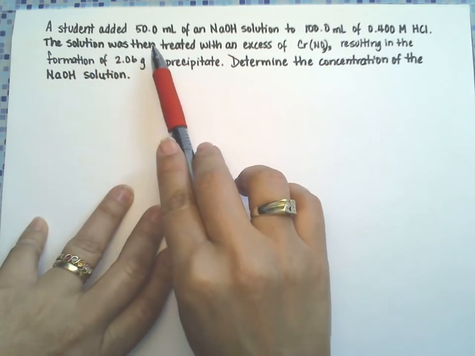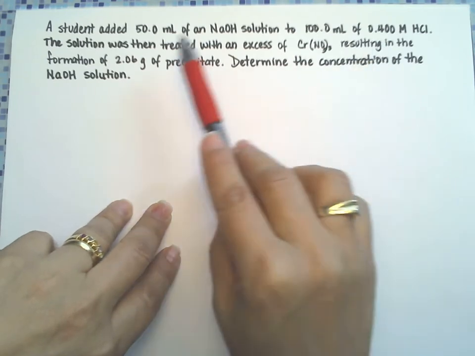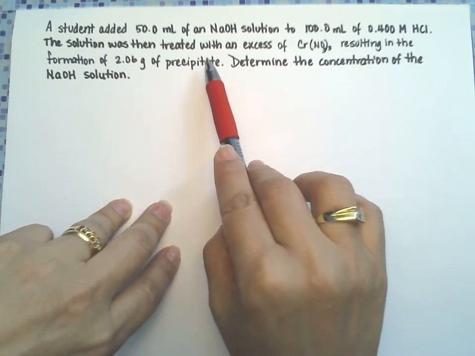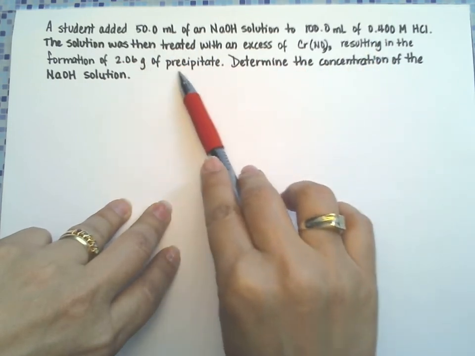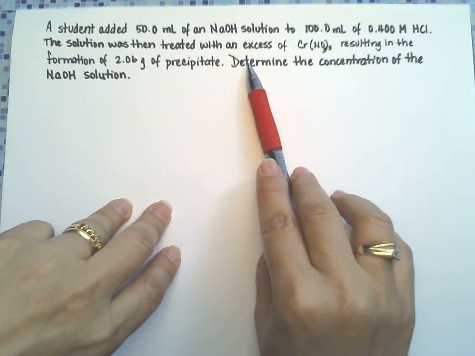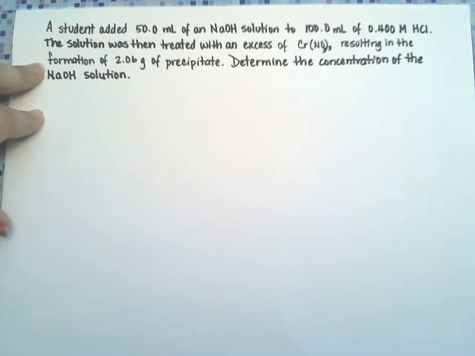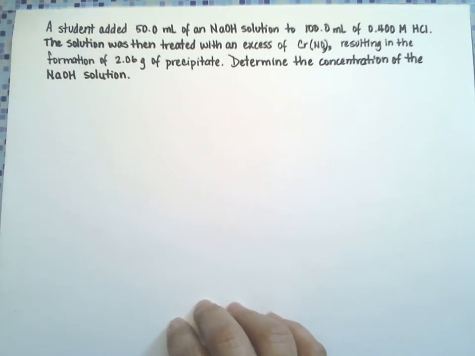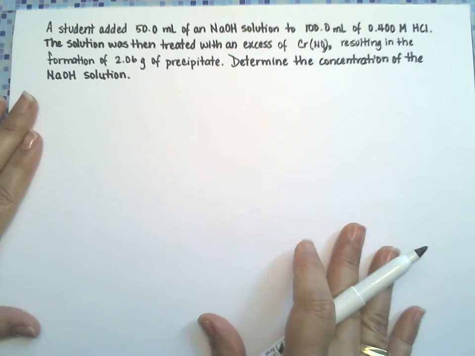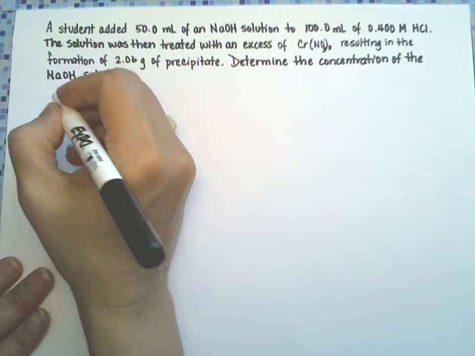The solution was then treated with an excess of chromium nitrate, resulting in the formation of 2.06 grams of precipitate. So there is a second reaction, and it's a precipitation reaction going on. And what they want us to do is determine the concentration of the sodium hydroxide solution. We know that we started with the 50 milliliters of sodium hydroxide, but we don't actually have the molarity of the sodium hydroxide. So let's just do this step by step.